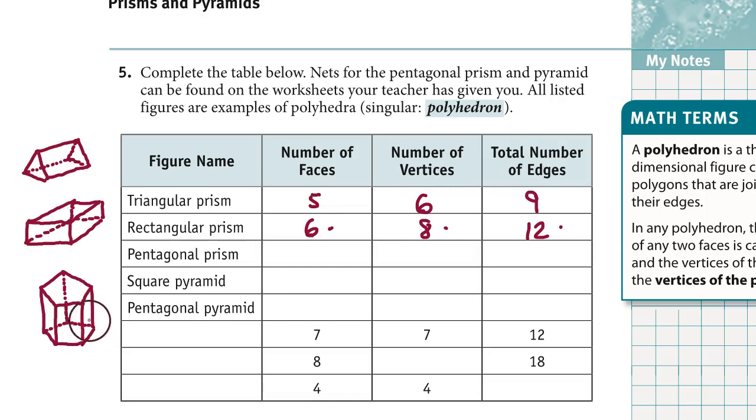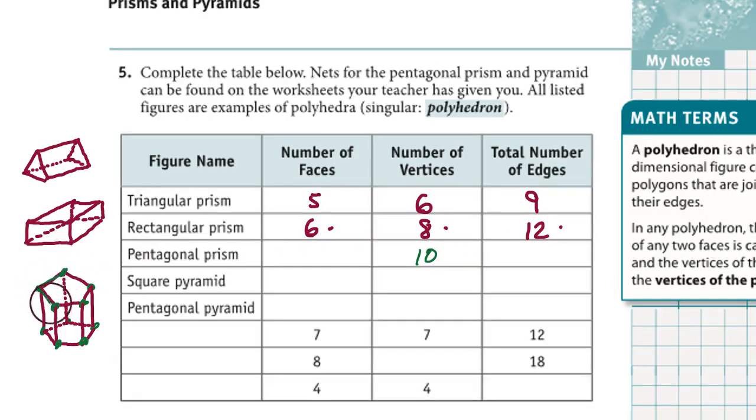How many faces does this shape have? How many vertices does it have? And how many edges? I'm going to pause the video for you to count all those values. One of the things we're asked is how many vertices it has. 1, 2, 3, 4, 5, 6, 7, 8, 9, 10. 10 vertices. Another thing we're asked is how many edges it has.